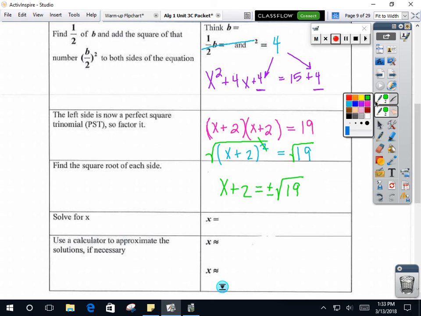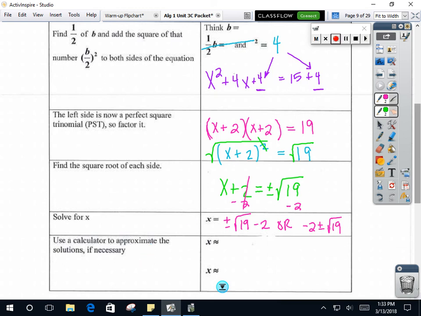Okay, now what is the remaining step to get x by itself? Subtract the 2. So that'll be plus or minus the square root of 19 minus 2. Or you may see some people write it as negative 2 first, then plus or minus the square root of 19. That does not matter. I just want you to recognize that it can be written either way. It's the same thing.